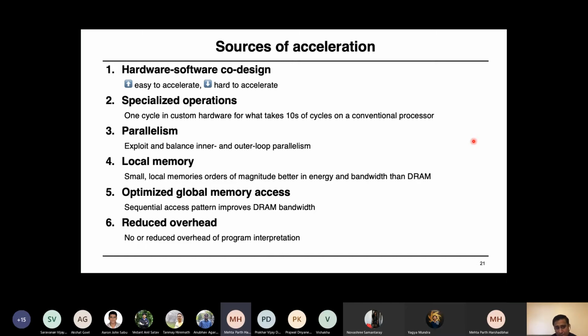And finally, we reduced overhead, which means that because we are using a specialized processor, we don't have the overhead that's otherwise incurred by a general purpose processor on program interpretation.